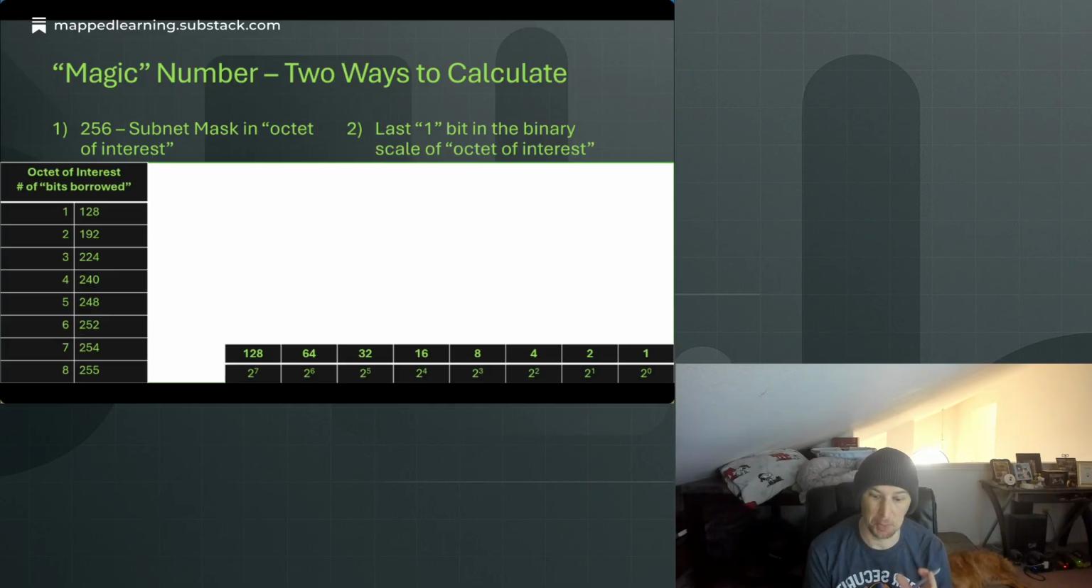Now, the magic number. Before I get to what the magic number does, I'm going to tell you what the magic number is. I'm going to tell you that by telling you how to "calculate" it. There are 2 different ways to calculate the magic number. The first one is you take 256 and you subtract the new subnet mask in the octet of interest.